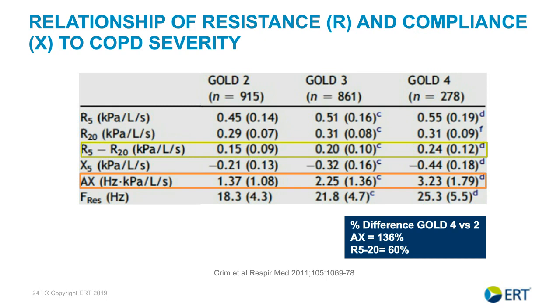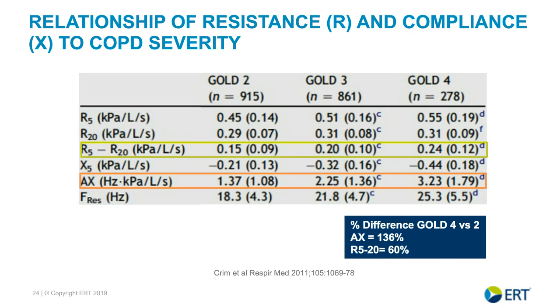If you look at the reactance area, in other words the lung stiffness or the compliance of the lung from GOLD 2, 3 and 4, then the difference is twice as great. It's a 136% difference in AX reactance area, compared with a 60% difference in R5, R20. So here you're seeing a pattern emerging: measuring lung compliance or lung stiffness with the reactance area is clearly more sensitive to COPD severity than measuring R5, R20. In other words, there's relative discordance. Reactance is more sensitive than resistance in COPD.